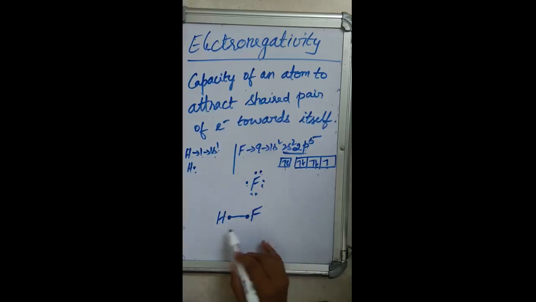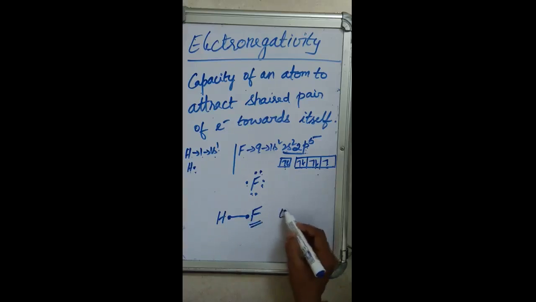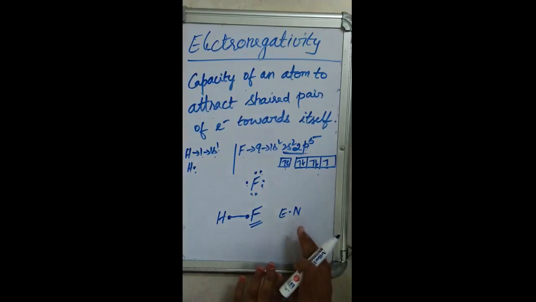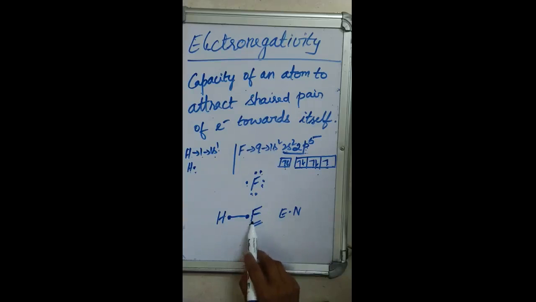Now, what happened here? Fluorine is an electronegative atom. What is the meaning of that? It is the capacity of an atom to attract a shared pair of electrons towards itself. Now here what happened? Fluorine is stronger than the hydrogen. The fluorine atom is more powerful than the hydrogen atom.